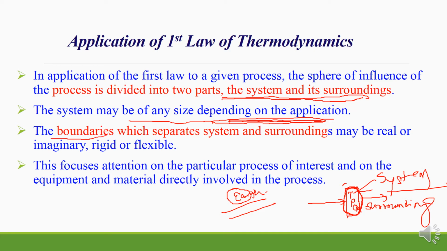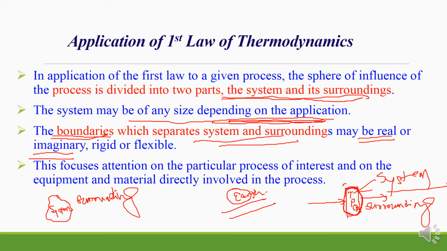The boundary which separates your system and surroundings may be real, that means visible, it is present there, or sometimes it is imaginary. You can just have a line sketch: this is the system here, and here you have the surroundings. This is imaginary, that means you have drawn this line somewhere in the universe. So this is an imaginary boundary. Sometimes it is rigid or flexible.